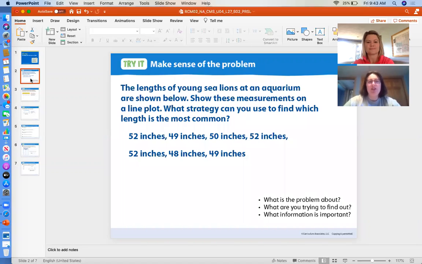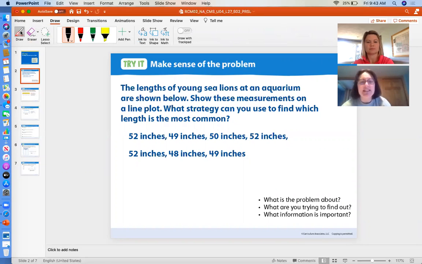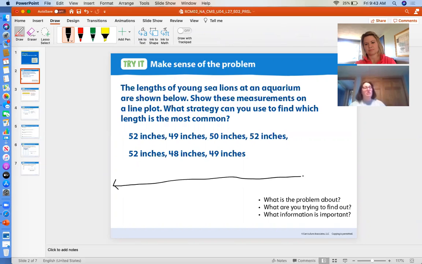All right, so let's look at our problem. It says the lengths of young sea lions at an aquarium are shown below. Show these measurements on a line plot. What strategy can you use to find which length is the most common? So first, remember our very first job is to find our littlest number and our biggest number. That's our first job. Okay, so let's look at those.